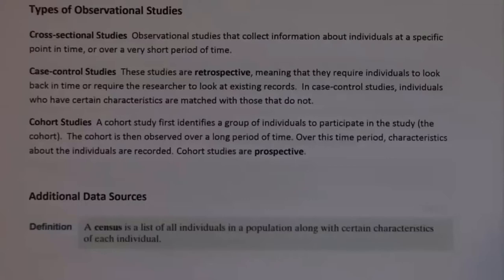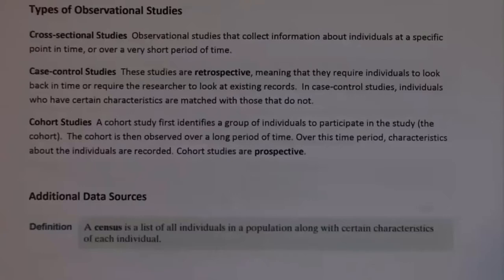Cross-sectionals are the most common. They're the least expensive of the observational studies. Case control was probably the second most common. And then cohorts are probably the least common. The downside of cohort studies is that they're very, very expensive.